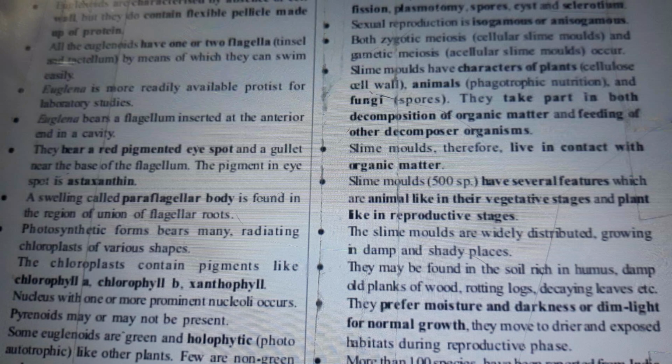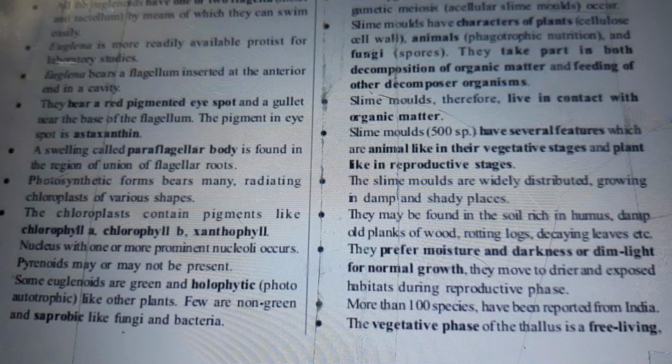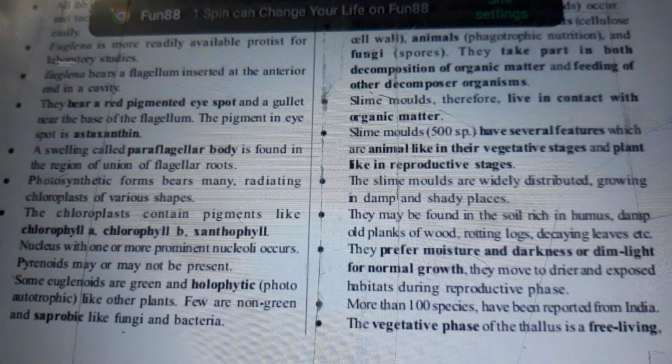They take part in both decomposition of organic matter and feeding of other decomposer organisms. Slime molds therefore live in contact with organic matter. Slime molds have several features which are animal-like in their vegetative stages and plant-like in reproductive stages. These slime molds are widely distributed, growing in damp and shady places. They may be found in soil rich in humus, damp old planks of wood, rotting logs, decaying leaves, etc.